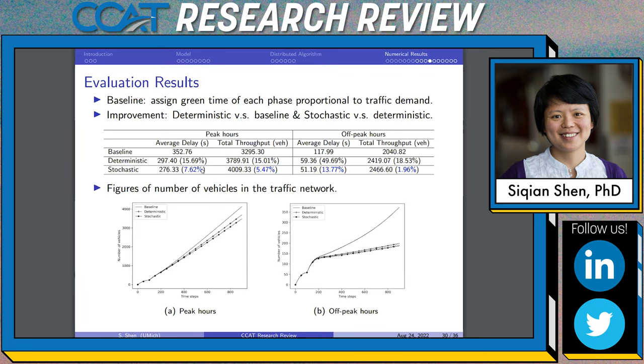So these gaps will show you the delays and the throughput. Again, the winner is always the stochastic model, which takes longer than the deterministic model, but can perform better. Of course, the benefit isn't as large if you look at the off-peak hour, because there are not many vehicles there.